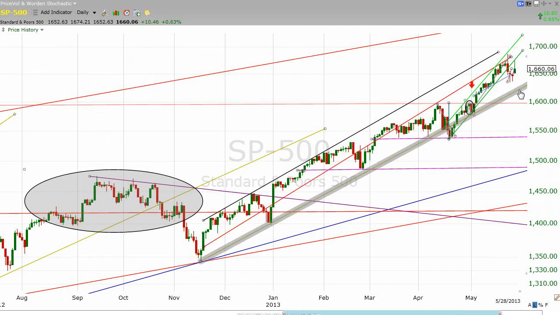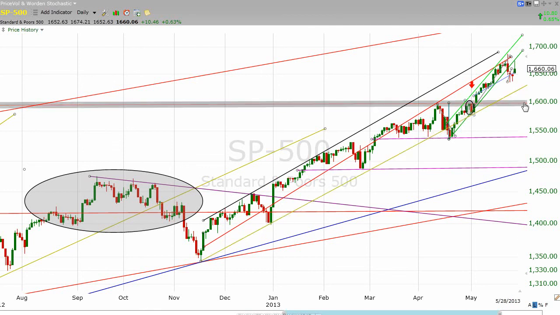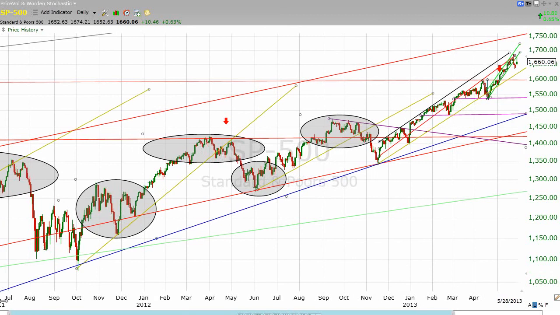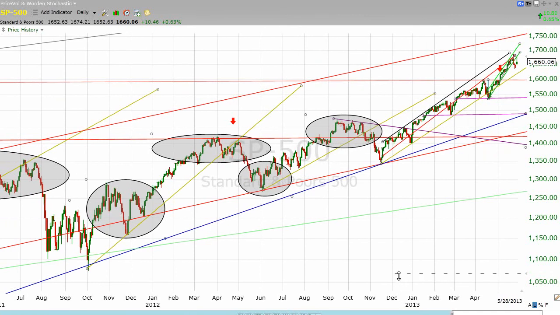So I think if this line goes for the second time, that's almost certainly going to result in a move to test that 1600 level. But if we back out again on our daily chart, there's no chart pattern here. There's nothing that I see that says we've got a head and shoulders. Here we had a head and shoulders. We were on top of that. We had a head and shoulders with a triple top. We were on top of that. We were on top of this one back here in 2011. Right now, we're just trucking on up.